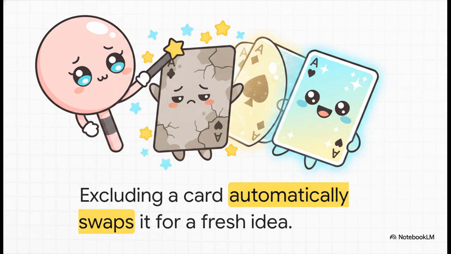But here's the really cool part. Let's say you decide a suggested activity just won't fly with your 4th graders, and you hit exclude. You're not left with a blank space. The system instantly works its magic and swaps that excluded card out for a completely fresh idea. This iterative process is a real game changer for preventing writer's block. It keeps your workflow moving forward so you never feel stuck, just constantly feeding you alternatives until you find that perfect fit for the day.